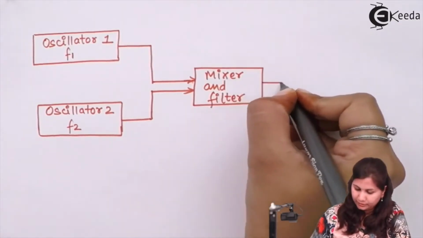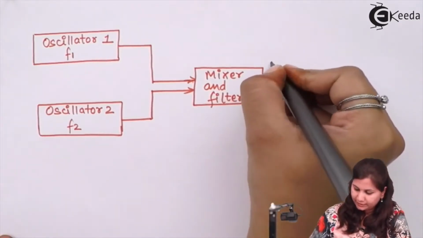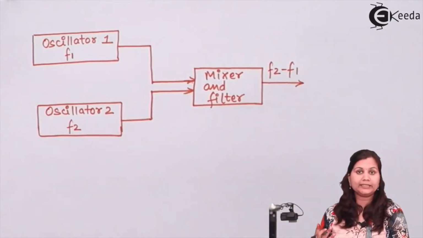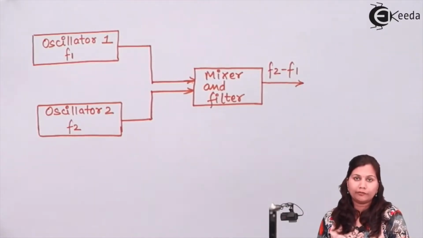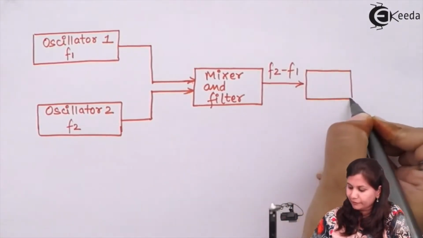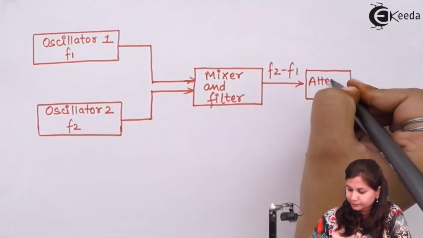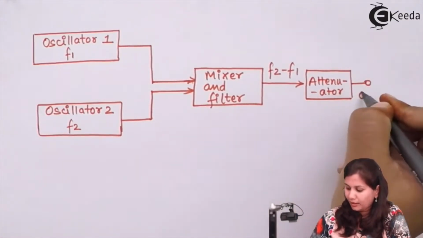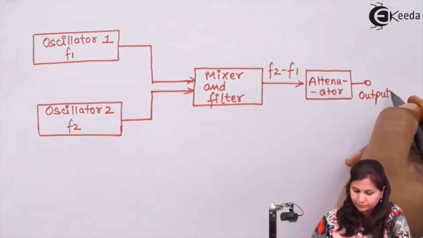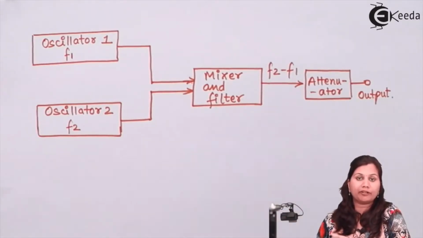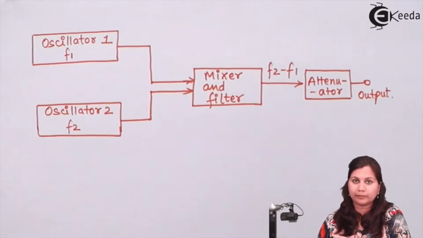After that, we are having the signal f2 minus f1, because we are calculating the difference between the two frequencies. Again, the signal is given to the attenuator, and then we are getting the output. So this is a heterodyne oscillator where we are getting the output, which is the difference of the frequency between the input signals.